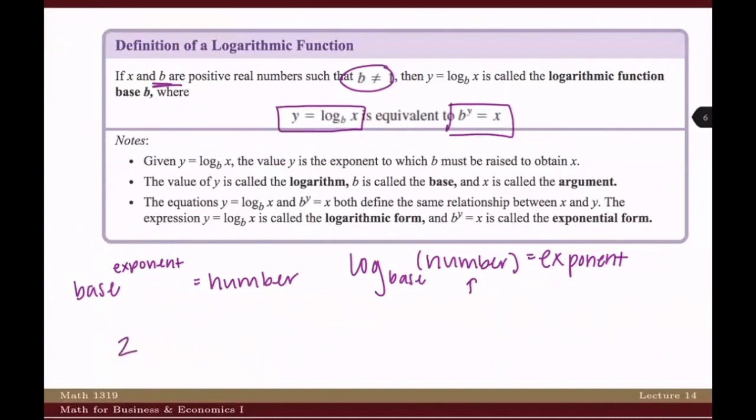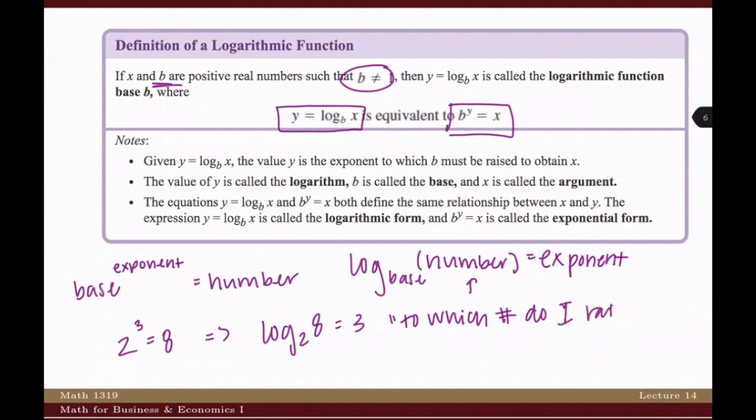Example, 2 to the 3rd is equal to 8. This means that log base 2 of 8 is going to equal 3. So you see, what the log is asking you is, to which number do I raise 2 to get 8? And your answer is 3, since 2 to the third is 8. All right? Let's move on.